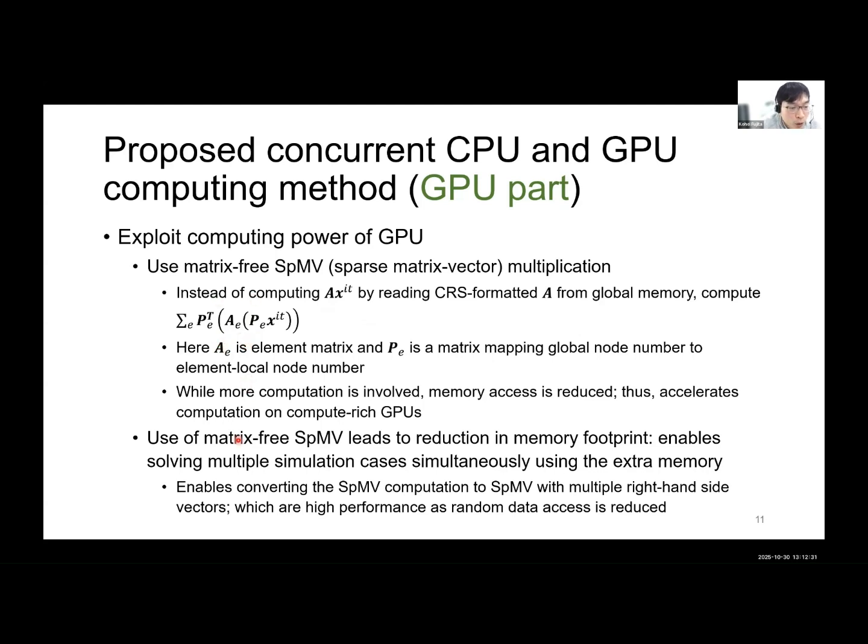Another advantage of using the matrix-free sparse matrix vector product is that we can reduce the memory footprint. And that means we can solve many simulation cases at the same time using this available extra memory. So instead of solving one case at a time, we solve several cases at a time. That means this vector X becomes a matrix. And we can use SPMV with multiple right-hand sides, which is high performance as large random data access is reduced.